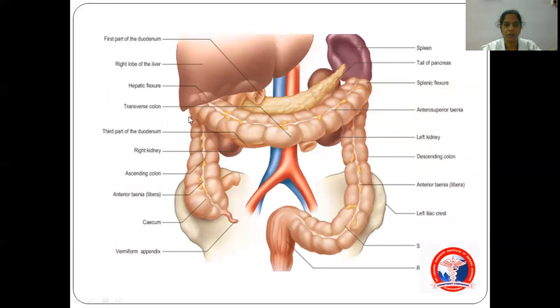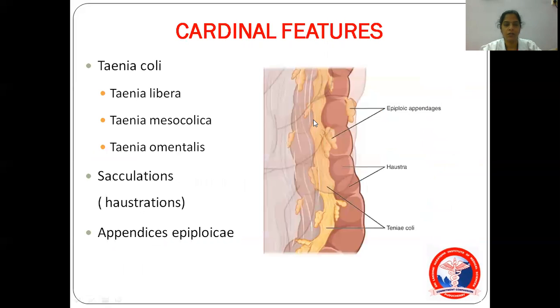In this picture also, you can see the large intestine. Now, what are the cardinal features of the large intestine? The large intestine has three cardinal features: tinea coli, saculations, and appendices epiploicae. Here you are seeing the tinea coli. It's a thick ribbon-like band, a band-like structure you can see over the large intestine.